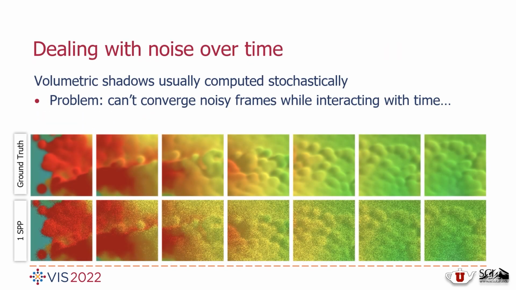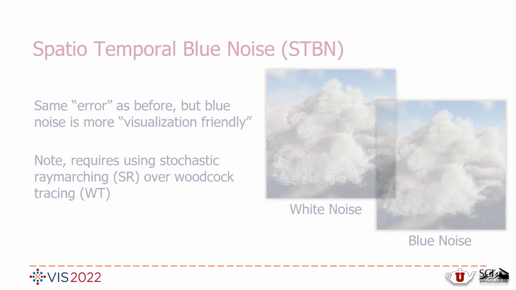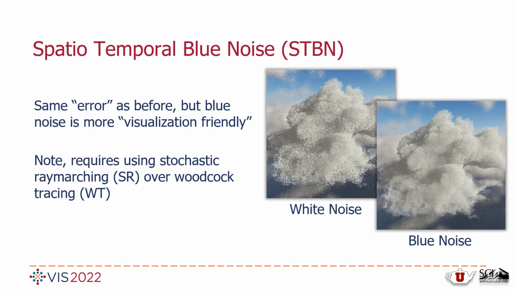Last but not least, to get high-quality images, we need a way to deal with noise over time. These days, volumetric shadows are usually computed stochastically, but we can't converge these noisy frames while interacting with time. Therefore, we propose to use spatiotemporal blue noise, which improves the structure of single sample per pixel images. This technically results in the same visual error as white noise, but the blue noise is much more visualization friendly.